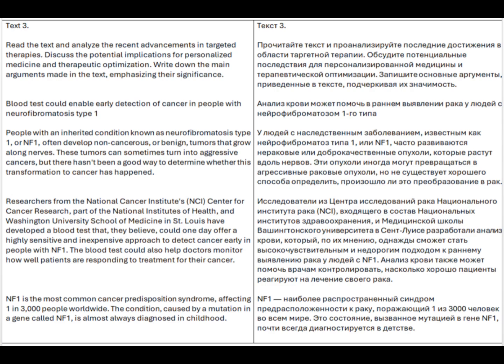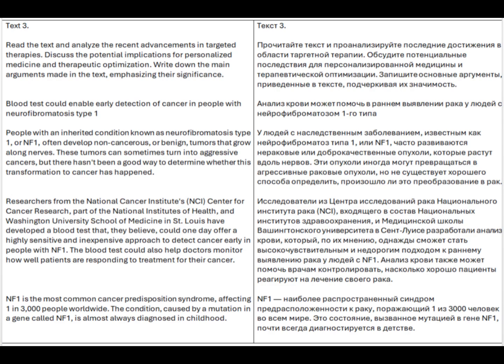Blood test could enable early detection of cancer in people with neurofibromatosis type 1. People with an inherited condition known as neurofibromatosis type 1, or NF1, often develop non-cancerous, or benign, tumors that grow along nerves. These tumors can sometimes turn into aggressive cancers, but there hasn't been a good way to determine whether this transformation to cancer has happened.